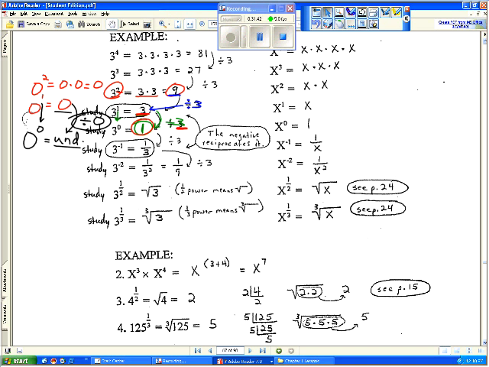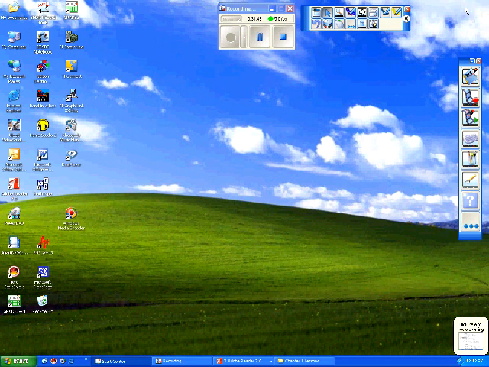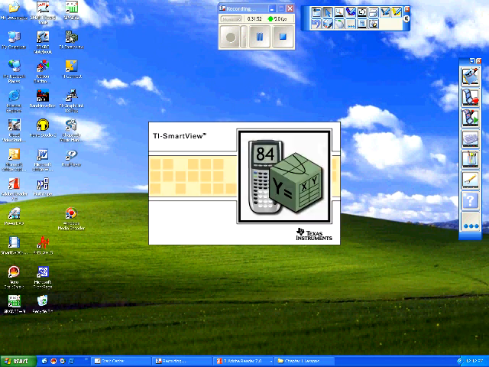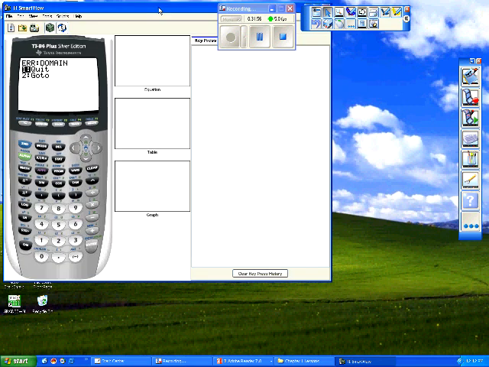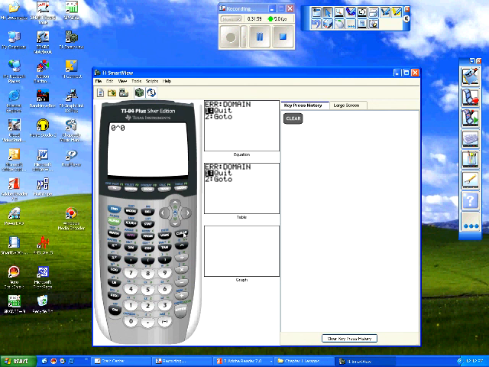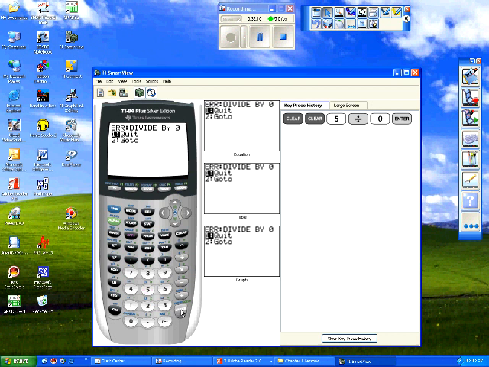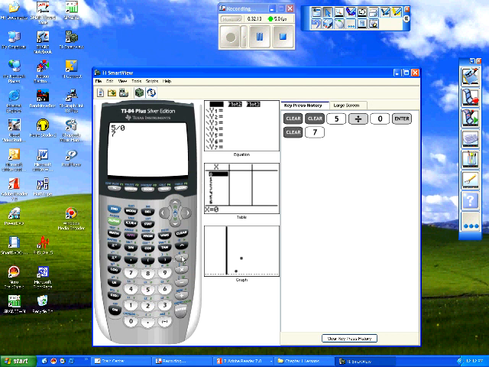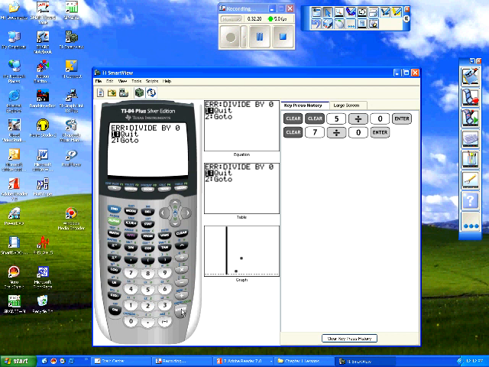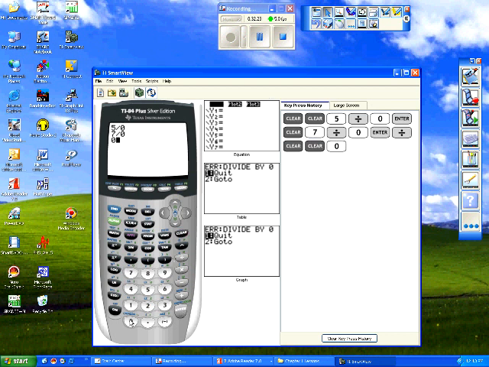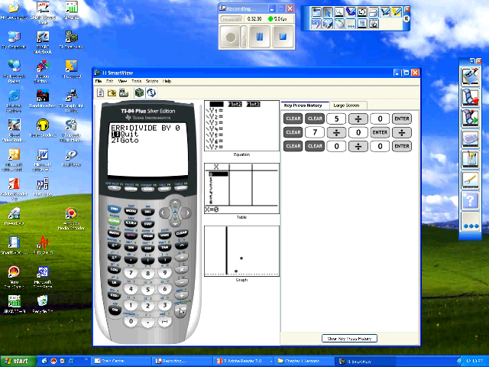I'll prove it. Let me go back to my calculator. I didn't minimize it, I X'd it. Let's say I had 5 divided by 0. It's impossible. Division by 0 is undefined. Let's say I had 7 divided by 0. Can't do it. Division by 0 is undefined. What if I had 0 divided by 0? Can't do it.